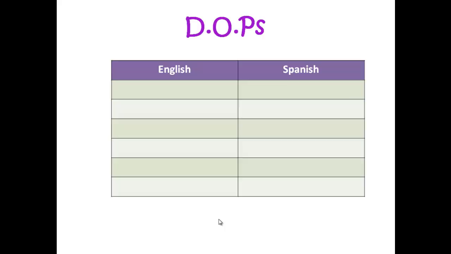So how to form them. Nice table here to give you the English equivalent and the Spanish equivalent. So in English, it's me, as in I punch Fernando, I punch me. And in Spanish, it's spelled exactly the same way, but it's not me, it's me. Okay?